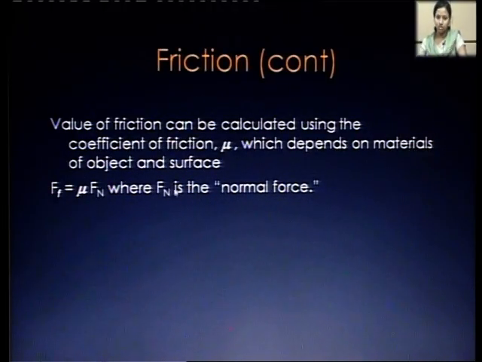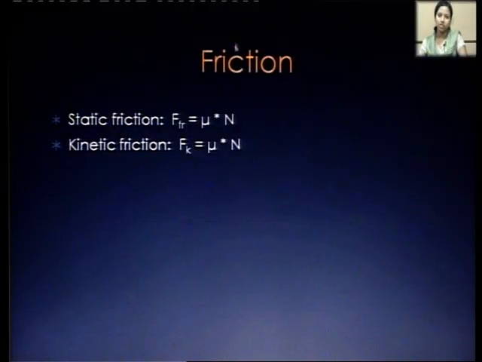Next, some concepts about friction. The value of friction can be calculated with the coefficient of friction mu. It depends upon the material and surface as well as the medium. So F is equal to mu into Fn, where Fn is the normal force. So we define two coefficients, one for static friction and one for kinetic friction. This is static friction, this is kinetic friction, equal to mu into n, where n is the normal force. We can also denote it with Fn or n.